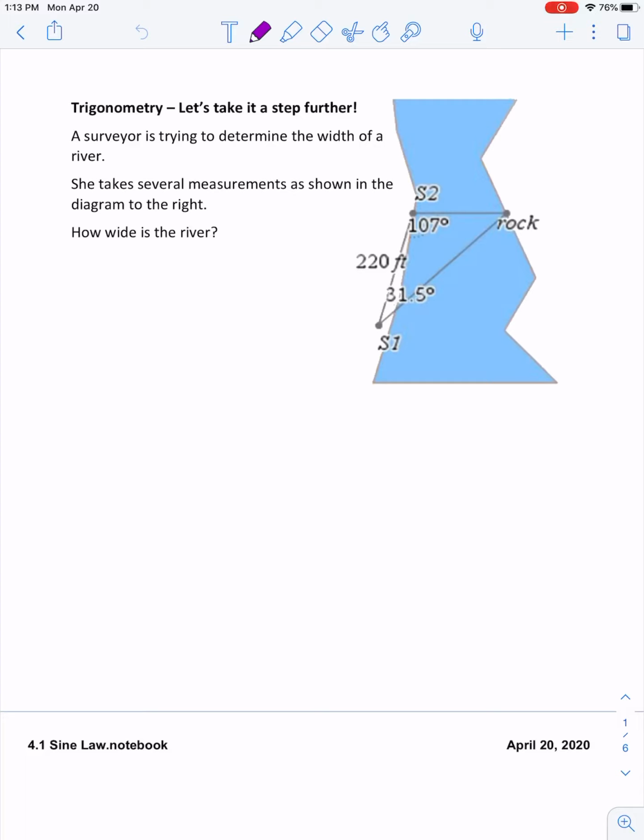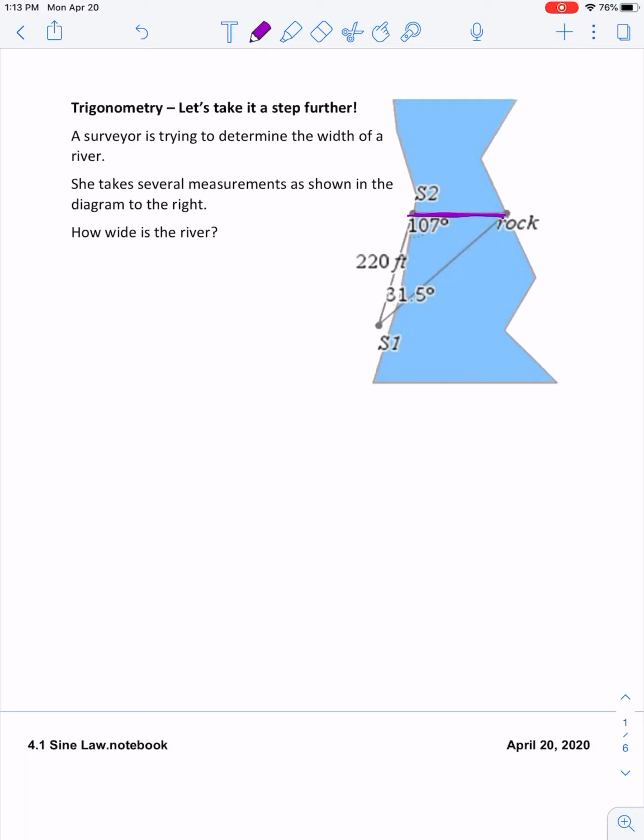You can see this in this example. We've got a surveyor trying to determine the width of a river. So what we're trying to do is determine what this distance is right here. She takes several measurements as shown in the diagram to the right. So how wide is the river? You can see that this is not a right-angled triangle. This is an obtuse triangle. We can still work with it even though it's not an acute triangle. There are some cases where obtuse triangles are a little bit tricky, but that's not the case in this question.